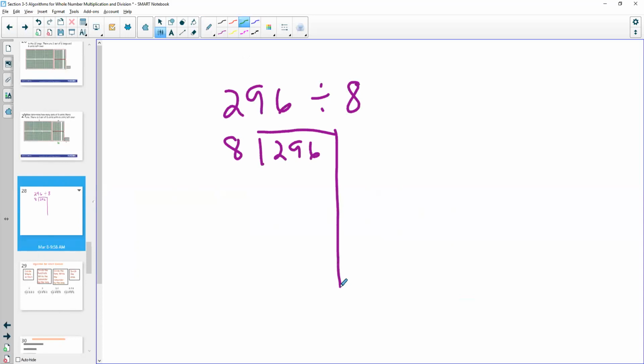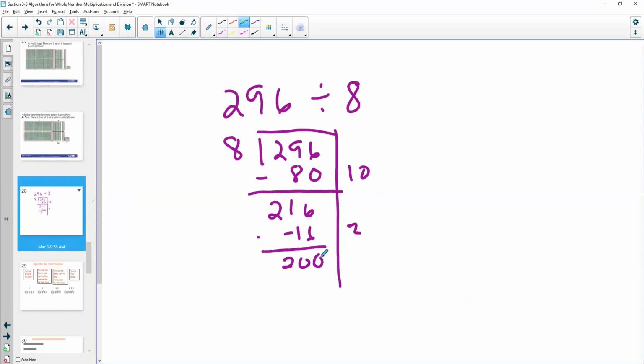For me, let's see. I know 8 times 10 is 80, so let's do that. I'm going to take away 80. That seems painless. So I get 216. Okay. Well, I don't have to do this in any order. For me, I know 8 times 2 is 16, and I'd really like to get rid of that 16 because I don't really want to subtract so much. So I'm going to subtract 16 next and just get 200.